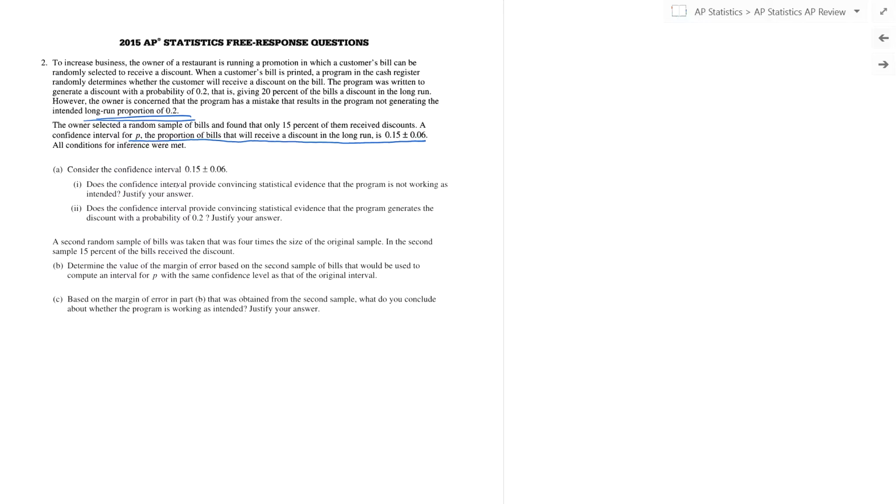Does the confidence interval provide convincing statistical evidence that the program is not working as intended? Justify your answer. Well, let's look at the interval first of all. This is part A, I. What's the interval? The interval is 0.15 minus 0.06, so it goes from 0.09 up to 0.21.